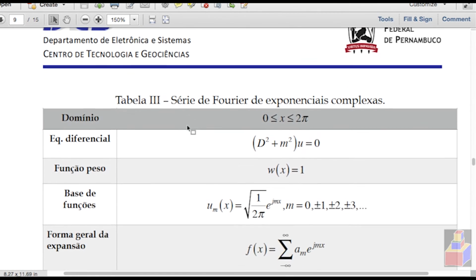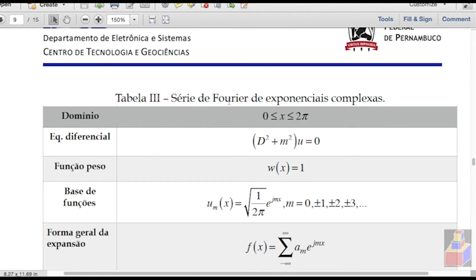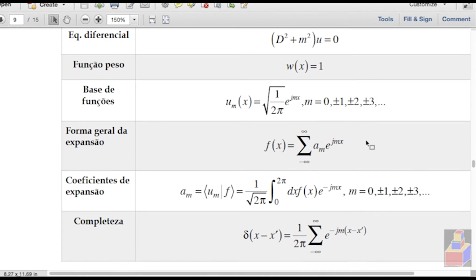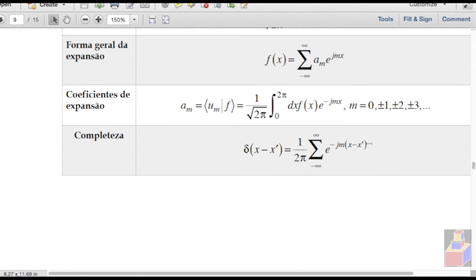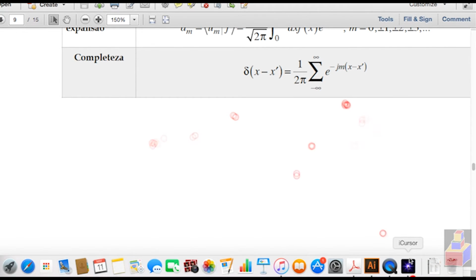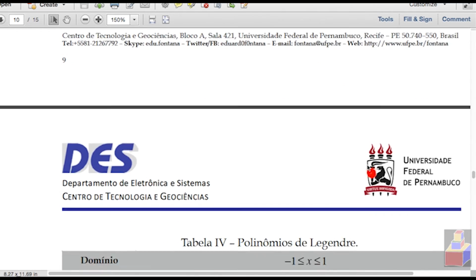Okay. This is the example for the Fourier series. We also have the Fourier series of complex functions, very important too. You combine the sine and cosine into a single complex function. Now I have an index that goes over negative and positive integers, and the completeness is something like that. And so forth.